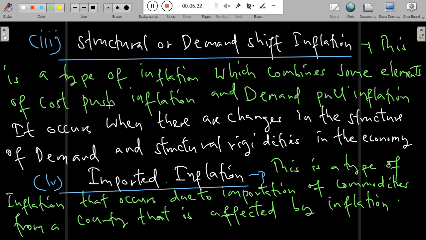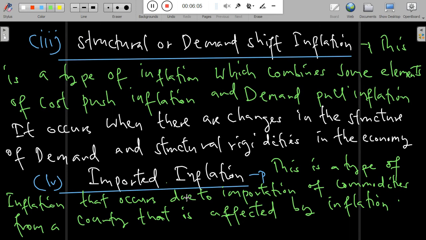We also have another type of inflation, that is structural or demand-shift inflation. This is a type of inflation which combines some elements of cost-push inflation and demand-pull inflation. It occurs when there are changes in the structure of demand and structural rigidities in the economy. So when you speak about structural and demand-shift inflation, you speak about the two concepts, the combination of cost-push and demand-pull inflation.